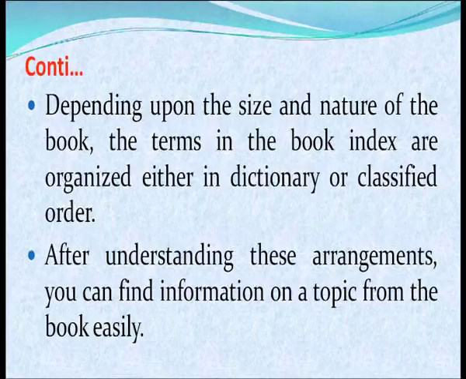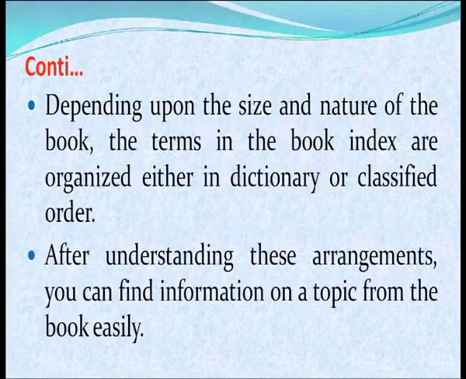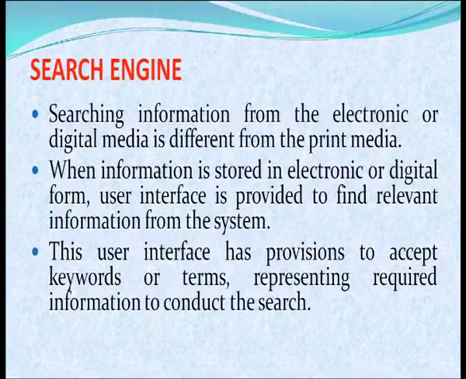Depending upon the size and nature of the book, the terms in the book index are organized either in dictionary or in classified order. If it's a small book, we can arrange it in dictionary order, meaning A, B, C, D, and otherwise we can arrange it in a classified order. After understanding these arrangements, we will find a topic from the book easily. Naturally, if we understand what is classified and what is numeric, we can find the topics very easily from the book index. What are search engines?